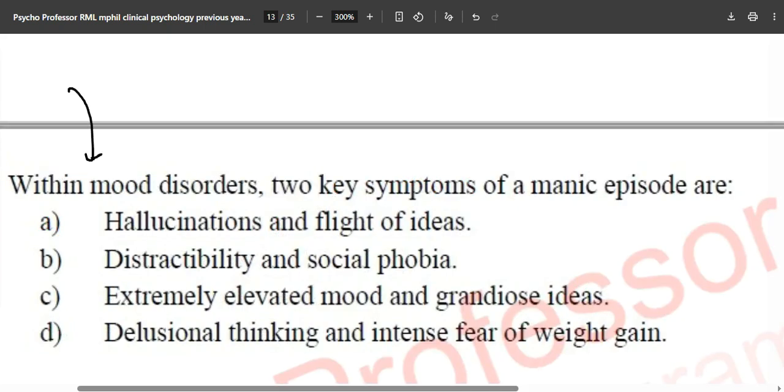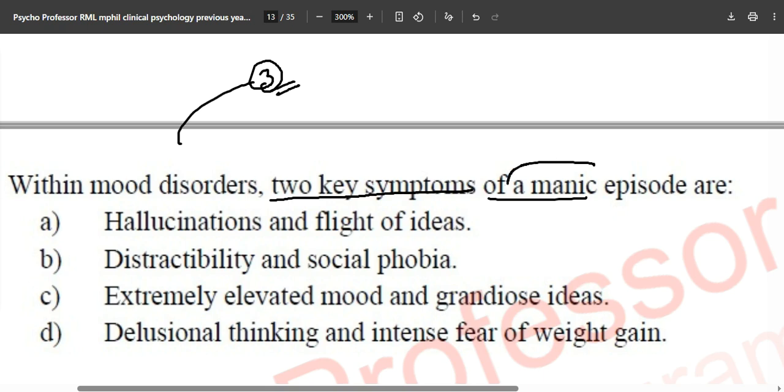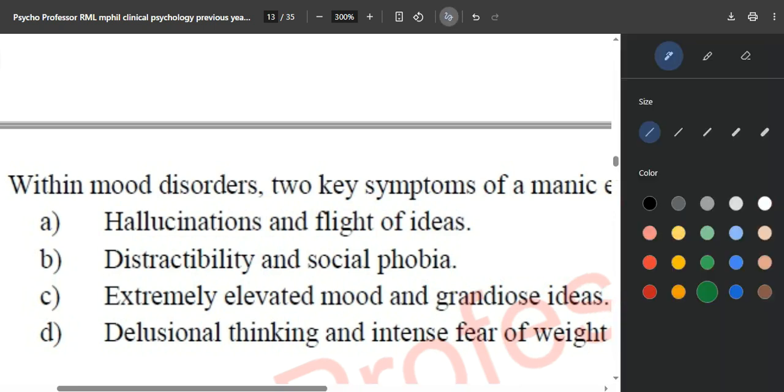Now next question says that within mood disorders are the favorite one. You are witnessing the third or fourth question, I guess. Two key symptoms of a manic episode are: mania, bipolar and depression, schizophrenia are the key highlights you will witness in RML 25, 26, 27, whichever time you are watching this video. Hallucinations and flight of ideas. Why in this world will somebody with mood disorder have hallucinations? What do the schizophrenia people do? Distractibility and social phobia.